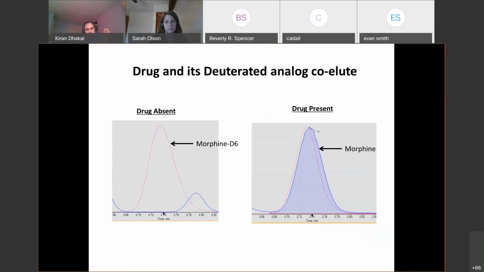In other words, if you look at the chromatogram, if the drug is absent, we can see morphine-D6 at the retention time 2.74. When the drug is present, we can see the drug as well as the internal standard signal, which is the pink line here, at the same retention time. So they coelute and they guide us to where the morphine chromatogram is to find.